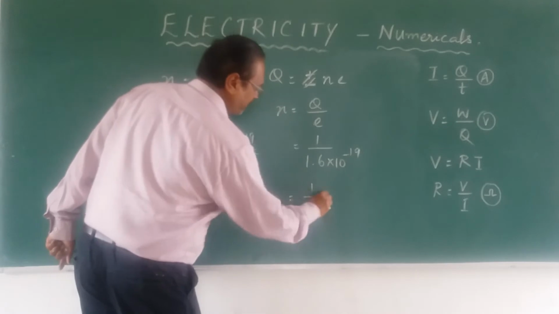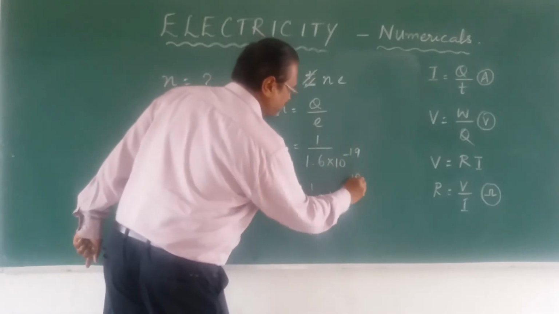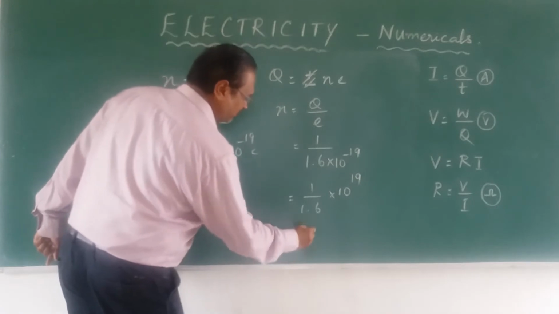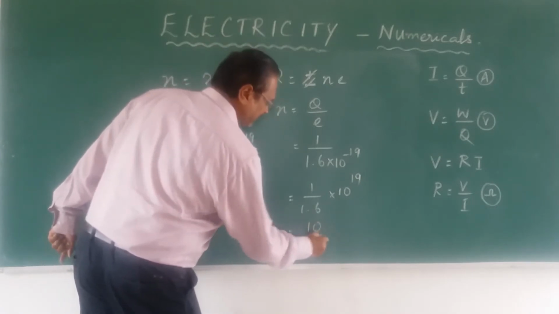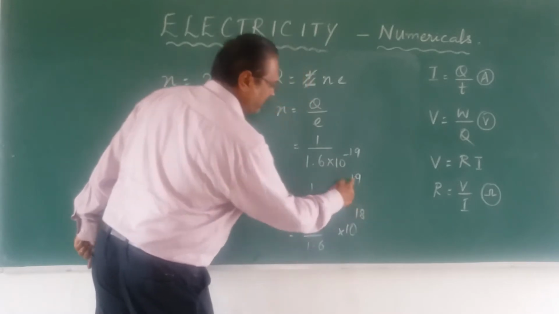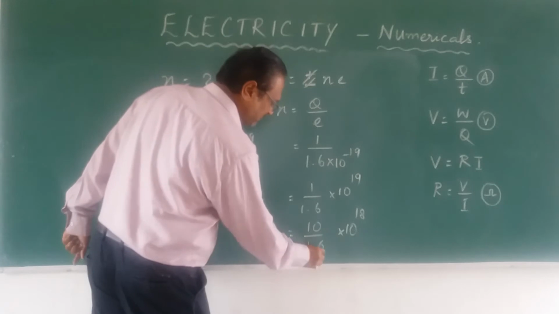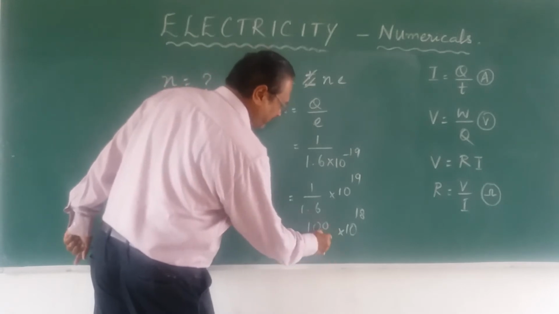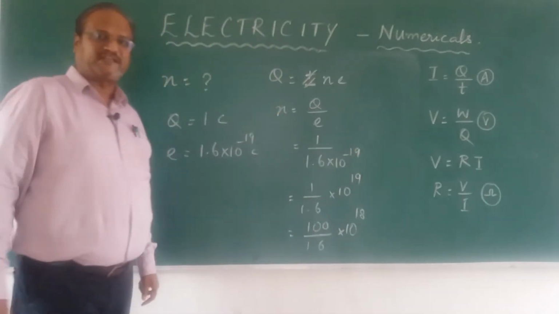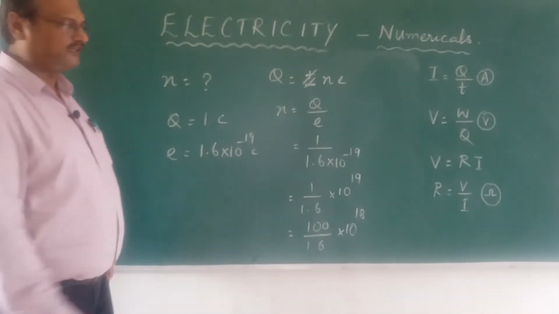So what I do, 1 by 1.6 multiplied by 10 power, it goes up, it becomes 19. So I can do one thing, I can write it as 10 divided by 1.6 into 10 power 18. I have taken one 10 from here, right? Now remove this, divide by 10, it will go up here. So this is going to be 600 upon 16, which is what we need to solve.